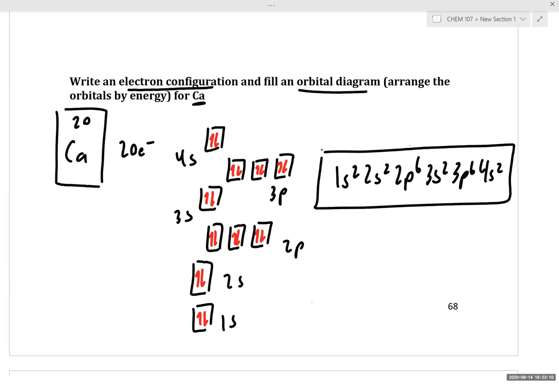Professor, how come we don't go to, I thought it was 3d. Yeah, so this is a quirk associated with the relative orbital energy, in that the 4s orbital is actually lower in energy than the 3d orbital.